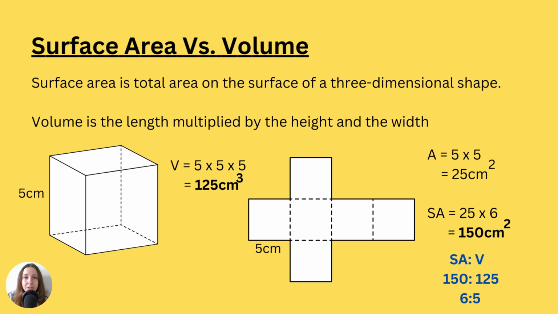And because we're looking at the ratio, or the relation between the surface area and the volume, we have to put the numbers in order. So we have the surface area, which is 150, to the volume, which is 125. We can simplify this ratio, and I have simplified it for us. So we get an answer of 6 to 5 as the surface area to volume ratio.